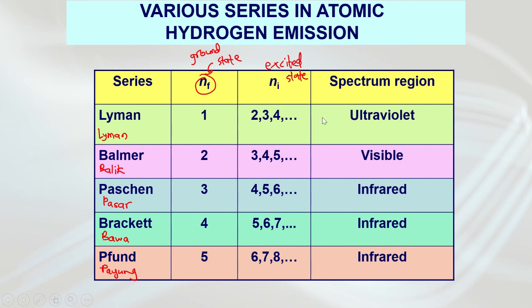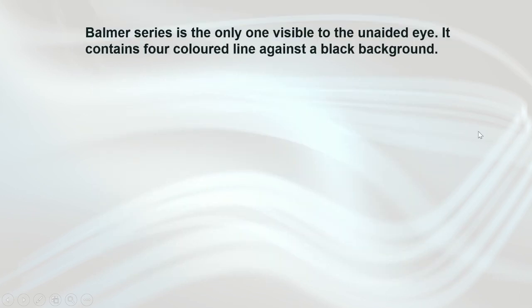You can remember Lyman produces the highest energy transition, so it lies in the UV region. So Lyman belongs to the UV region. Balmer belongs to the visible region, so it can produce colors. Meanwhile, these three spectra lie in the IR or infrared region. Simple.